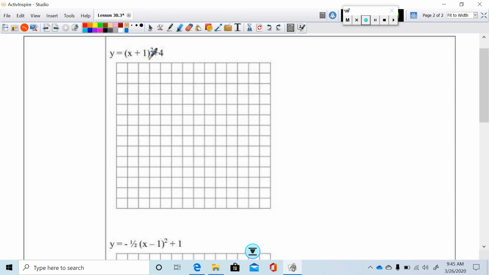The very first thing in the equation is a parentheses, so this plus 1 in the parentheses means left 1. And the plus 4 at the end means up 4. So in relation to the parent function, this graph is going to be left 1, up 4. My vertex is the opposite of what's in the parentheses with x. So the opposite of positive 1 is negative 1, and the constant at the end is 4. So my vertex is negative 1, 4.